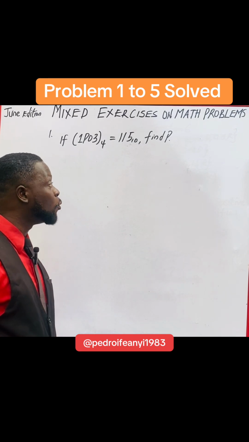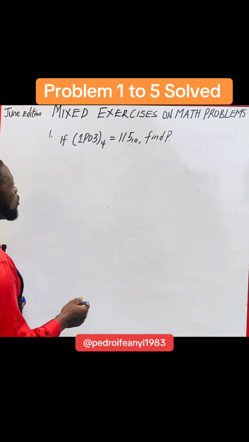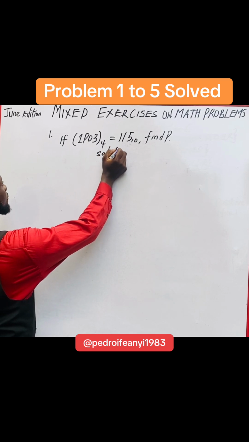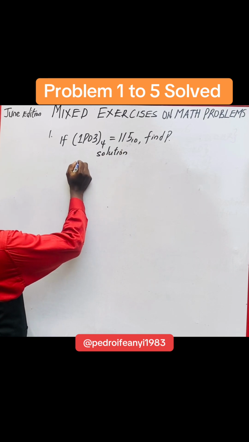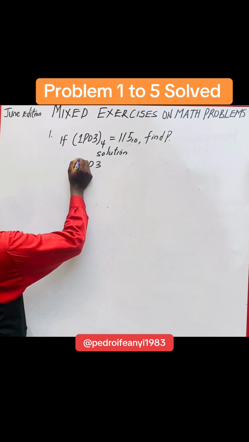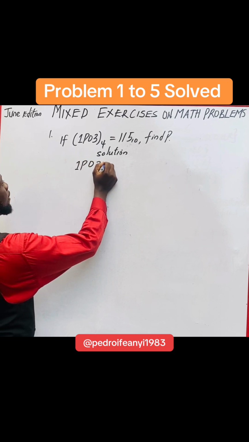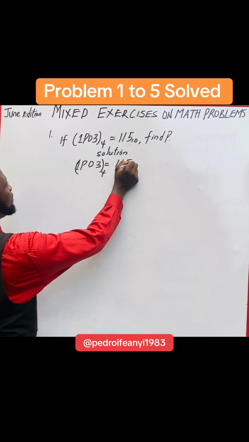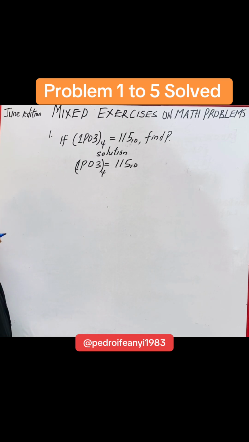So let's check question one. Question one, quickly, we'll go like this. Solution: 1P03 base 4 equals 115 base 10. So we should find P.